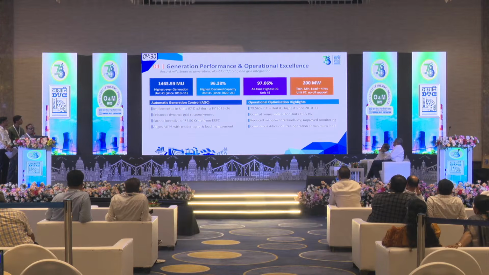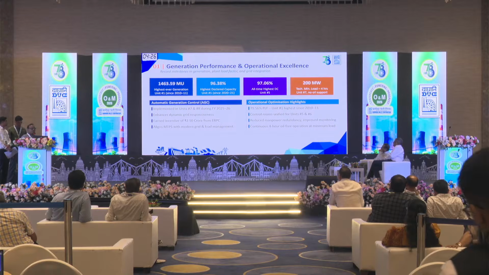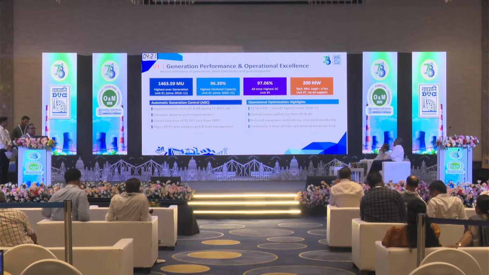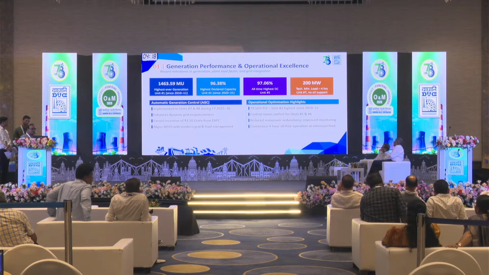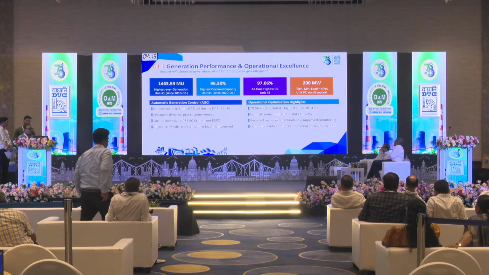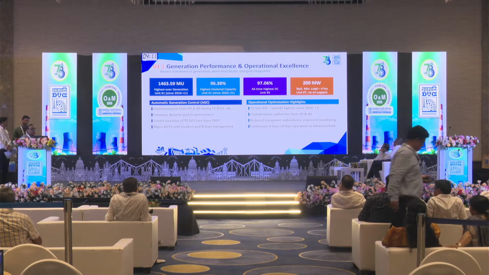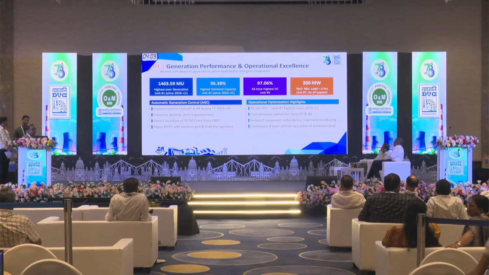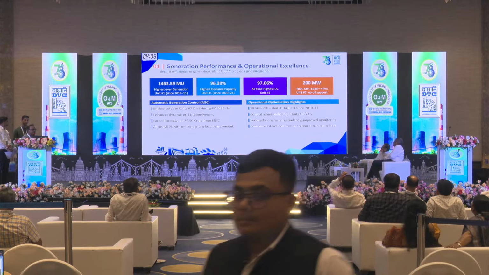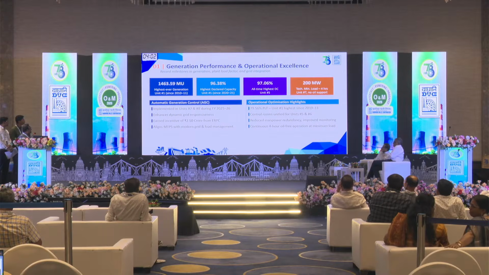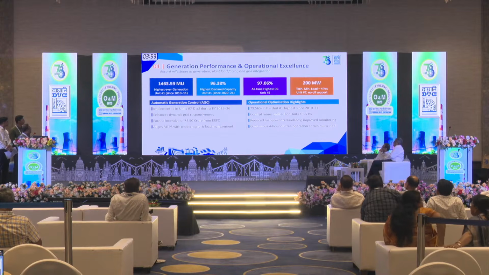MTPS is the largest power station in the eastern region of India, having thermal capacity of 2,340 megawatt, comprising 4 into 210 megawatt, 2 into 250 megawatt and 2 into 500 megawatt. The first unit, 210 megawatt, came into commercial operation in December 1997. Since then more than 20 years have gone in service, and it generated 1,463.59 million units in the last financial year.